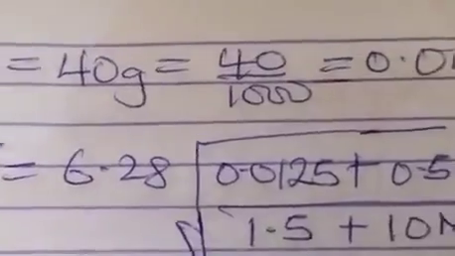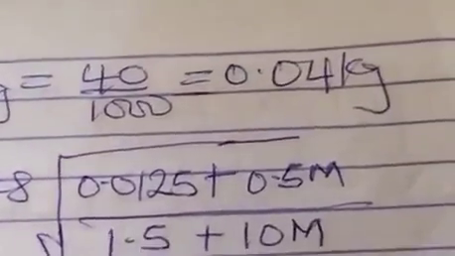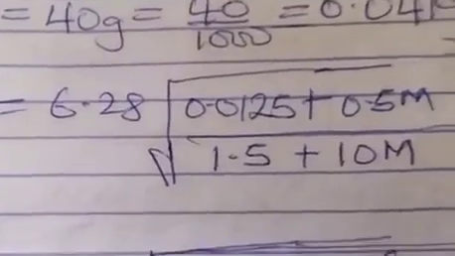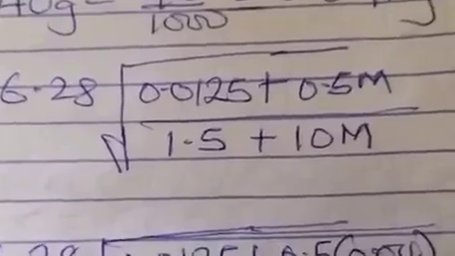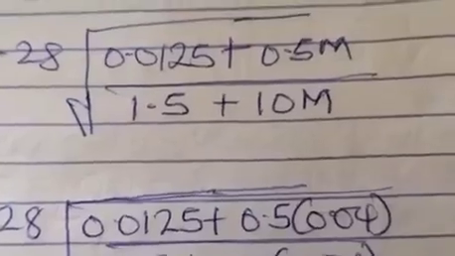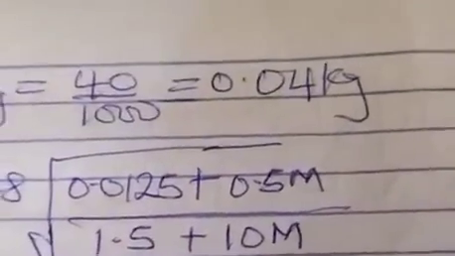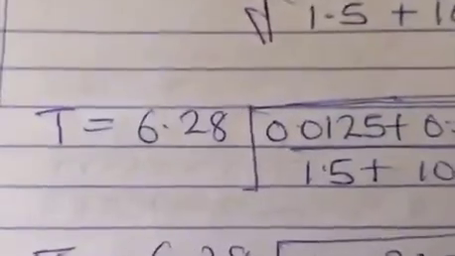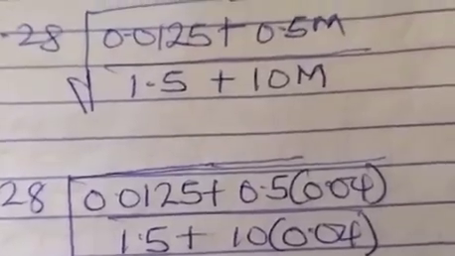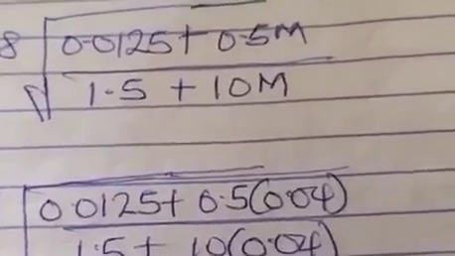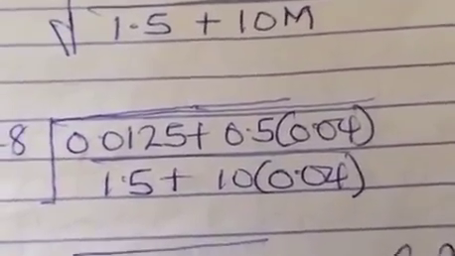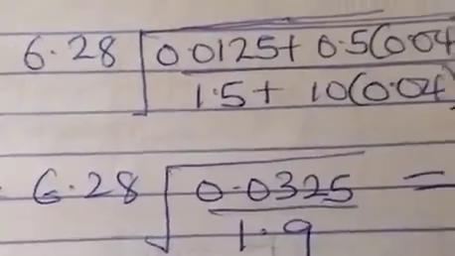For number 2, the mass is 40 gram now. Convert the mass to kilogram, divide by 1000, that gives us 0.04 kg. Apply the same formula we derived, T equal to 6.28 root of (0.0125 plus 0.5 m) all over (1.5 plus 10 m). Replace m now with the SI value 0.04 kg. So we now have T equal to 6.28 into the square root of (0.0125 plus 0.5 multiplied by 0.04) all over (1.5 plus 10 times 0.04).